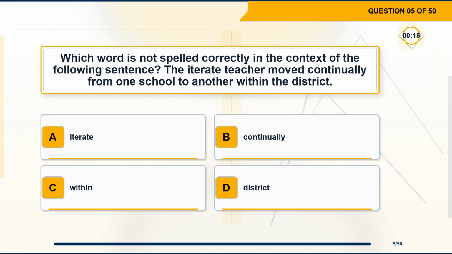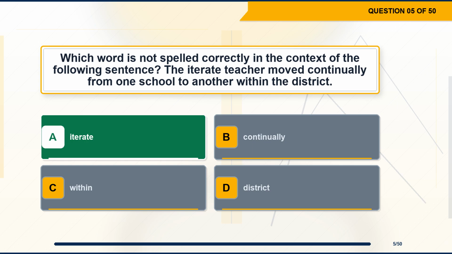Question 5. Which word is not spelled correctly in the context of the following sentence? The iterate teacher moved continually from one school to another within the district. Option A, iterate. Option B, continually. Option C, within. Option D, district.